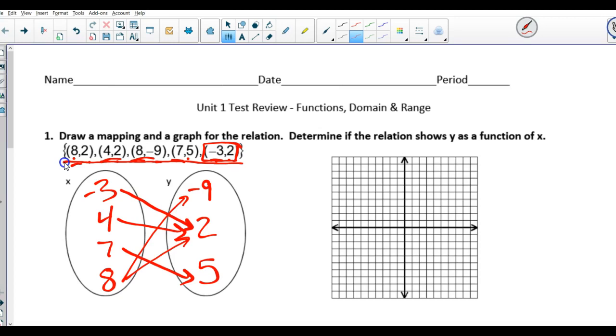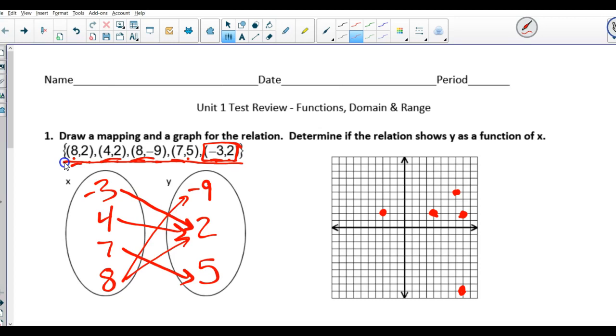8, 2 is over. Ooh, the calibration is off on this. It's going to be hard to get exactly the right spot. 4, 2: 1, 2, 3, 4, up 2 is like there. 8, -9 is there. 7, 5 there. And -3, 2 is there. So those are our 5 points.